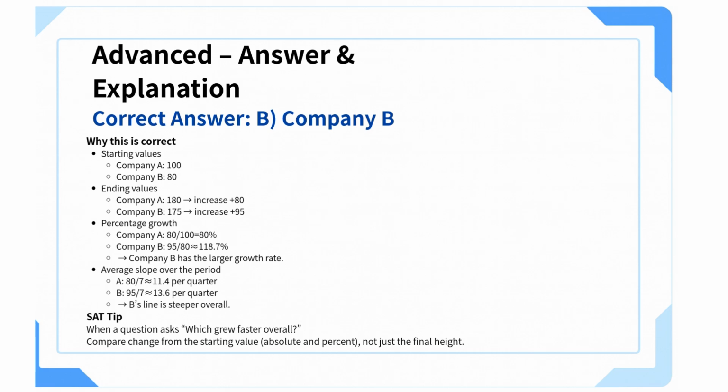On the SAT, when a question asks, which grew faster overall, we compare changes from the starting value, both absolute and percent, not just the final height. And by all measures, Company B grew faster.